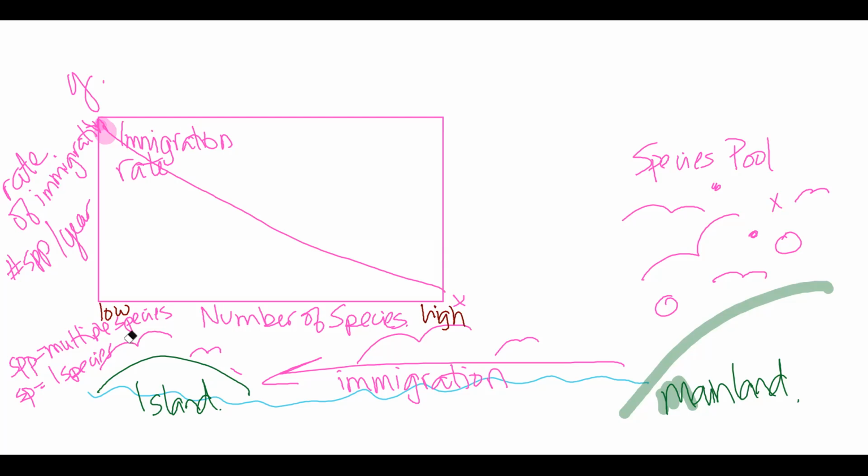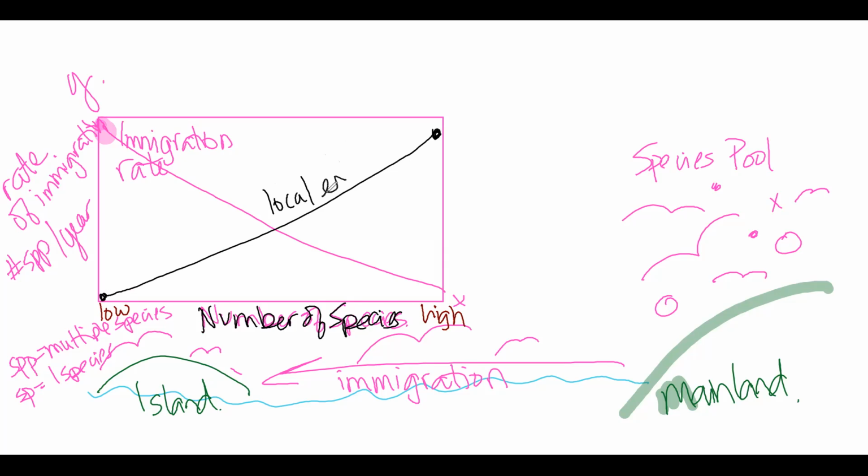So if we've got lots of species, there's going to be lots of extinction events. If we have few species, there's very few extinction events. So you just end up with some sort of positive relationship there. As you get more species, so remember, this is your number of species on the island, you're showing that the local extinction rate goes up as you have more species.